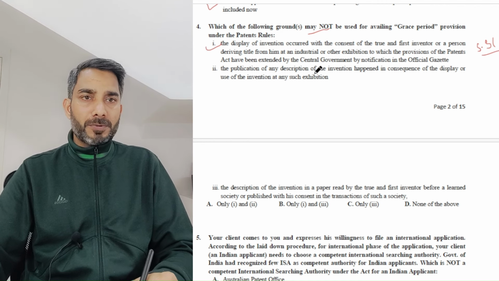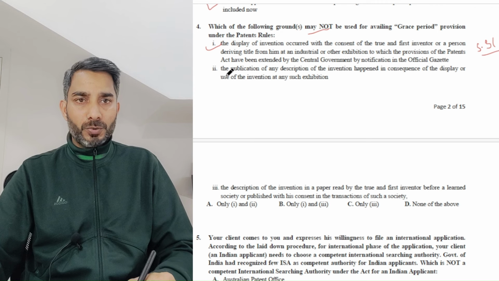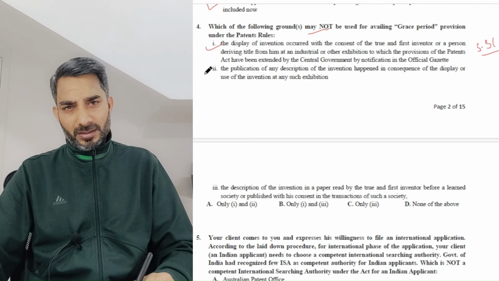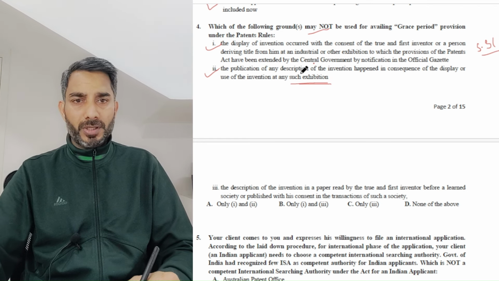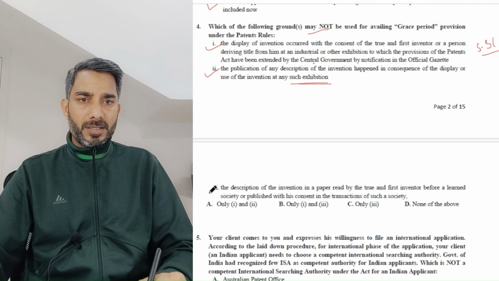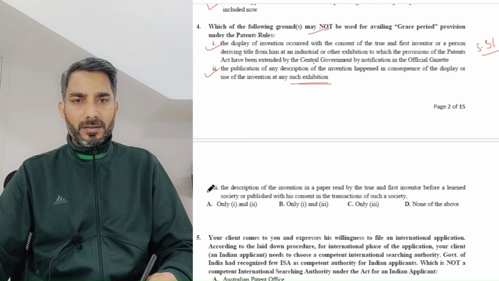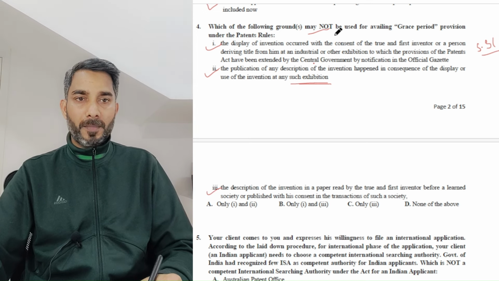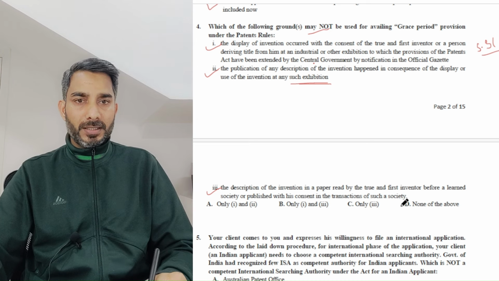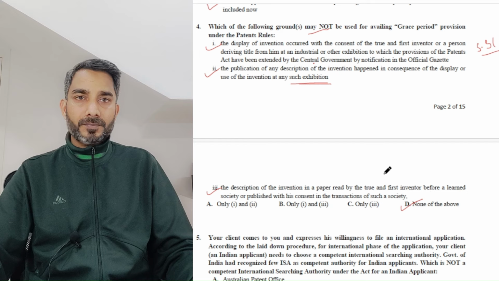The publication of any description of the invention happened in consequence of the display or the use of the invention at any such exhibition. This is also provided this is the same exhibition that we are talking about here. This also should work for us. Now here it says the description of the invention in a paper read by the true and first inventor before a learned society. This is also fine. So it says may not be used for availing, but all of them can be used. So I think none of the above is the correct answer for this.